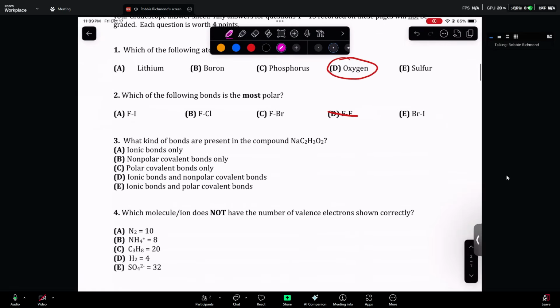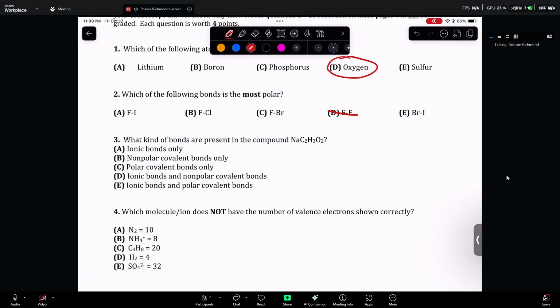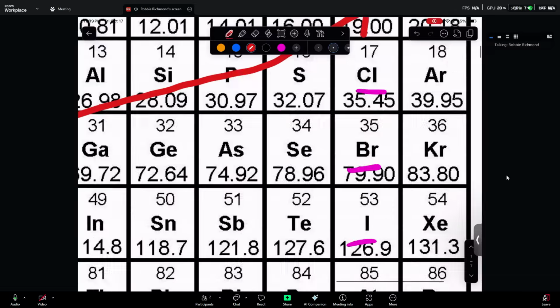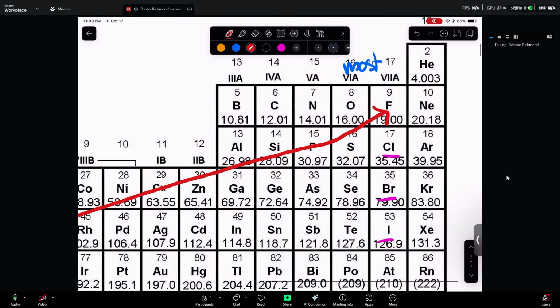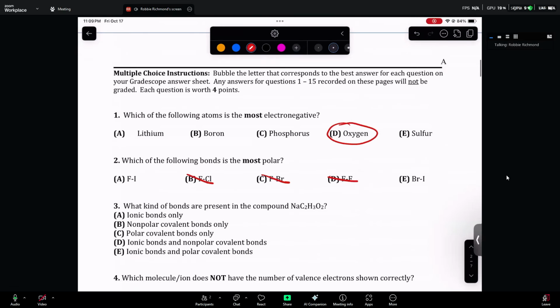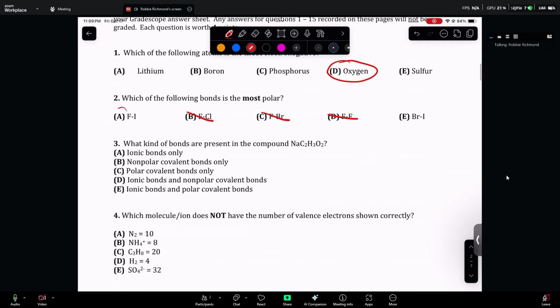So B and C have to be wrong because the difference between F and I and then those other options is more. And then between Br and I, these guys are so close to each other compared to F and I. So it has to be answer choice A. Basically, just look at your electronegativity trend and see where is the biggest gap.